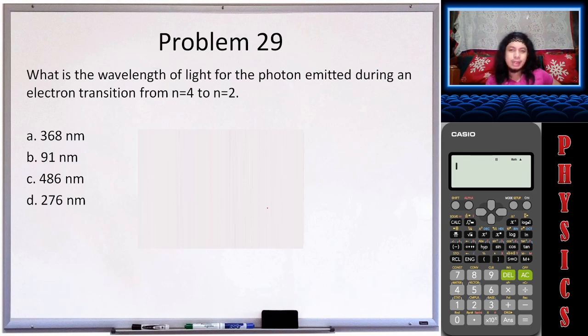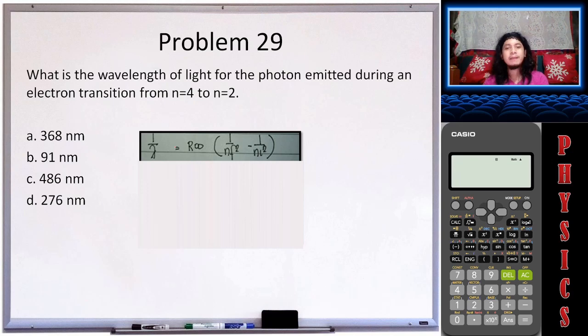Number 29. What is the wavelength of light for the photon emitted during an electron transition from n equals 4 to n equals 2? So, we will use the Rydberg equation in this kind of problem. Ano nga yung Rydberg equation? That is 1 over lambda is equal to Rydberg's constant times 1 over final square minus 1 over initial square. Ang final natin is si 2. Ang initial natin is si 4. So, this is Ni. This is Nf.